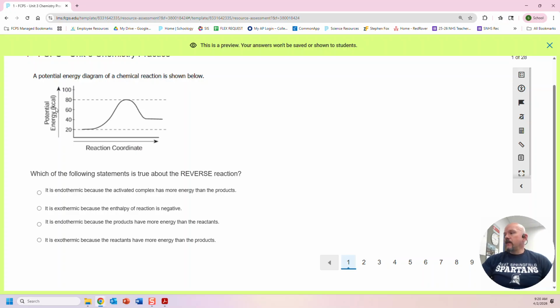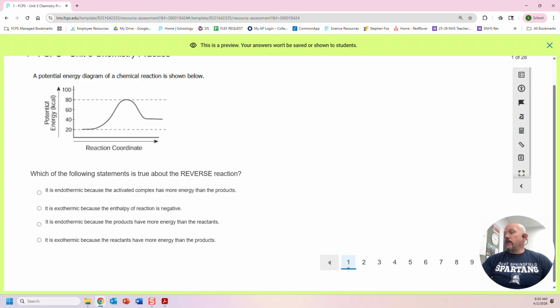Maybe this one is measured in kilocalories. Calories is just a unit of energy, just like joules is a unit of energy, or kilojoules. So it could be kilojoules over here. It could be joules. It could be kilocalories. It could be calories. Any unit of energy here.